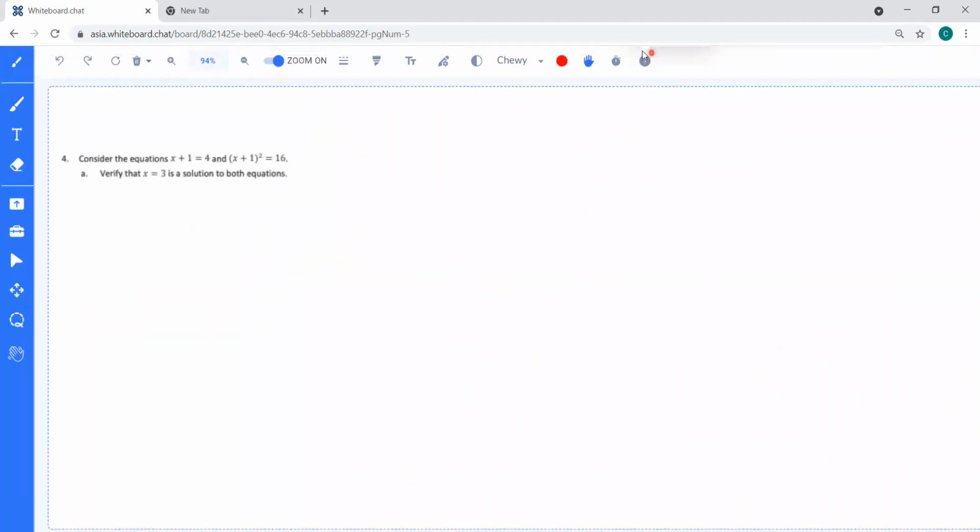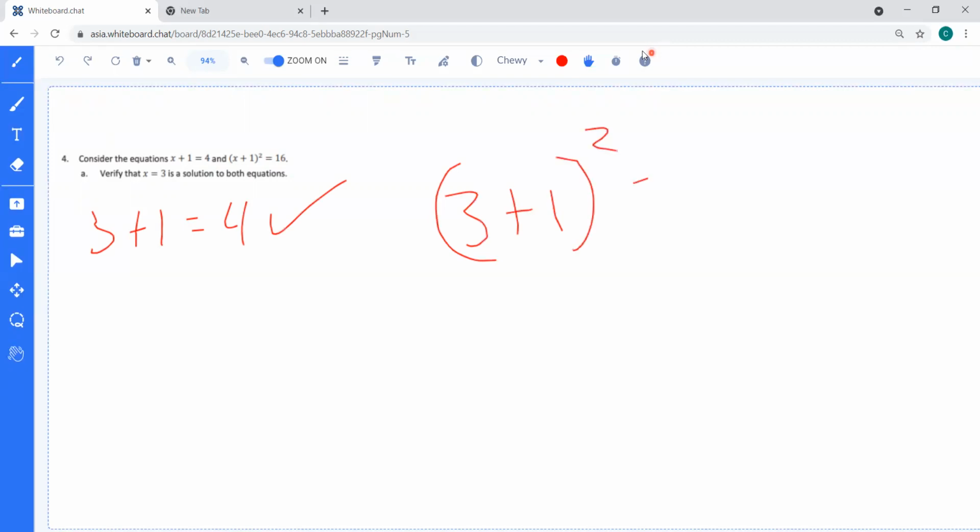All right, consider this. The equation is x plus 1 equals 4, and x plus 1 squared equals 16. Verify that 3 is the solution to both equations. Well, that should be fairly easy. Because 3 plus 1 equals 4, check. 3 plus 1 is 4, and 4 squared is equal to 16. 16 equals 16, so that's check. So that's how you would do that. Just plug it in and answer.